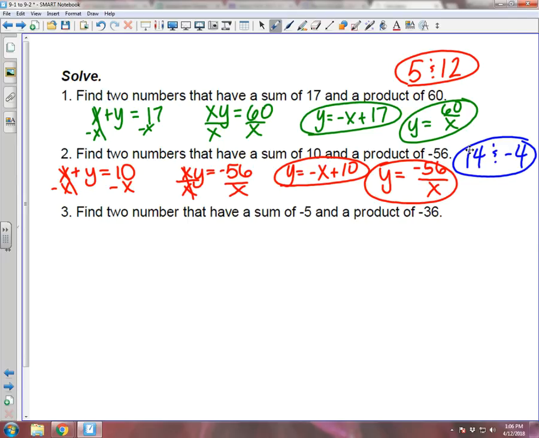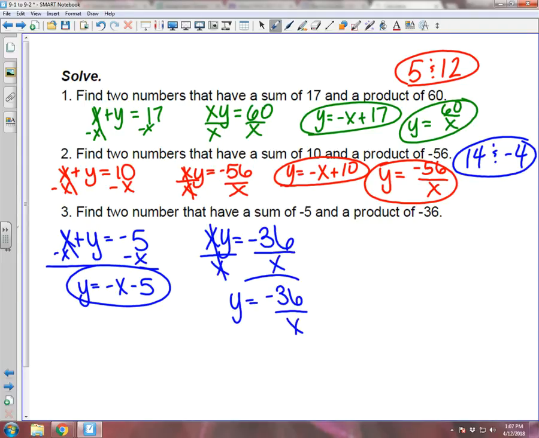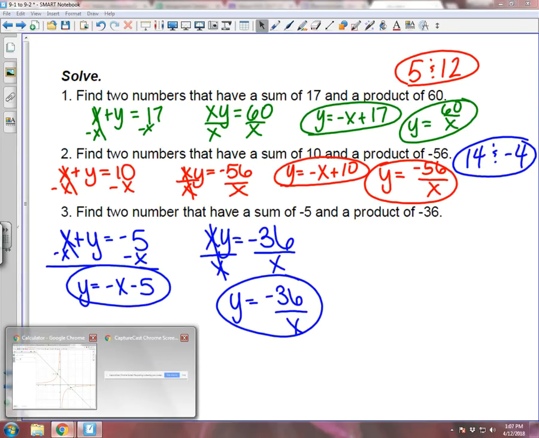Okay, find two numbers that have a sum of -5 and a product of -36. Solve the first one. What will you do? Okay. Okay. Too fast, too slow, just right here, folks? Just right? Okay.